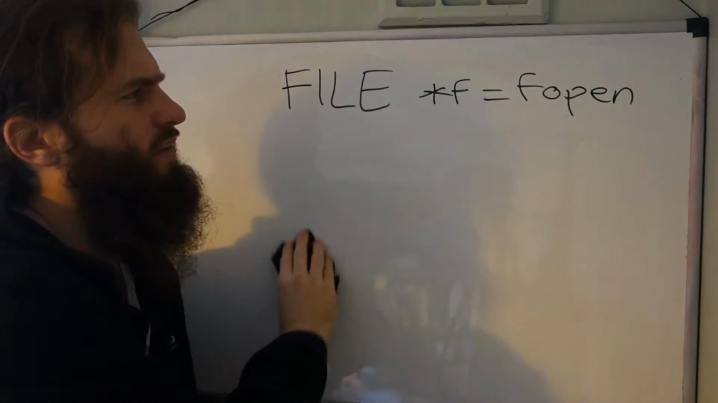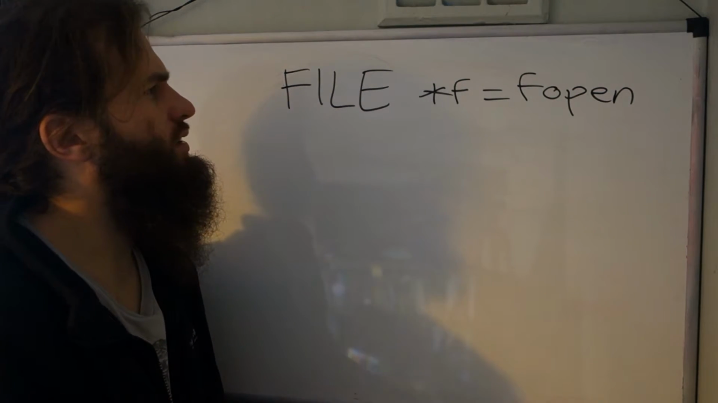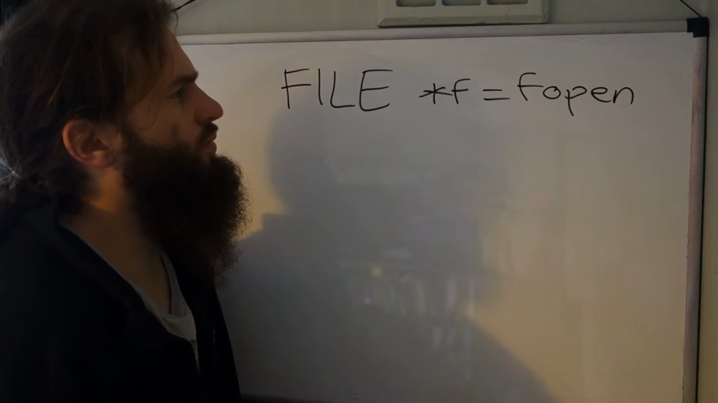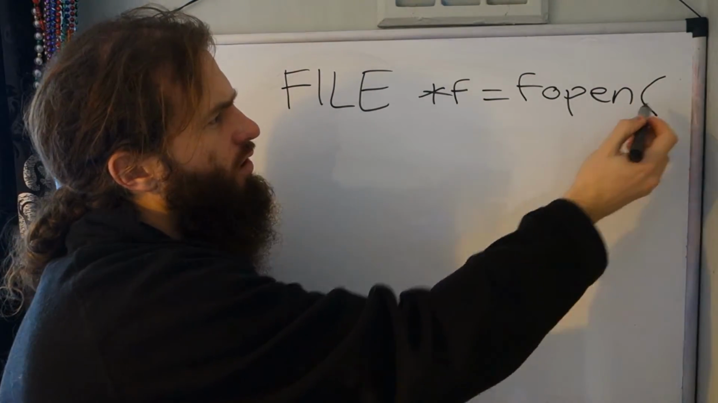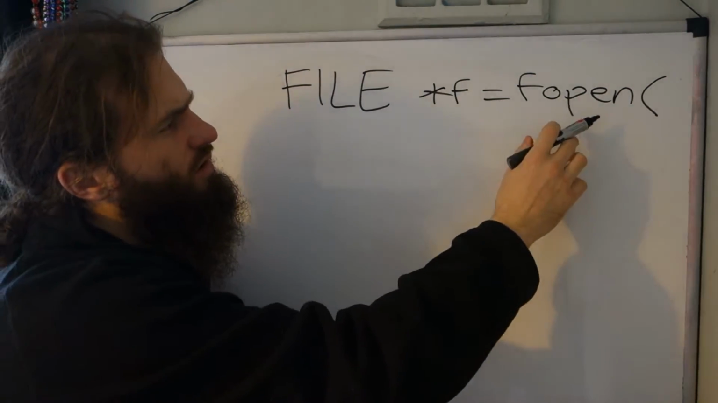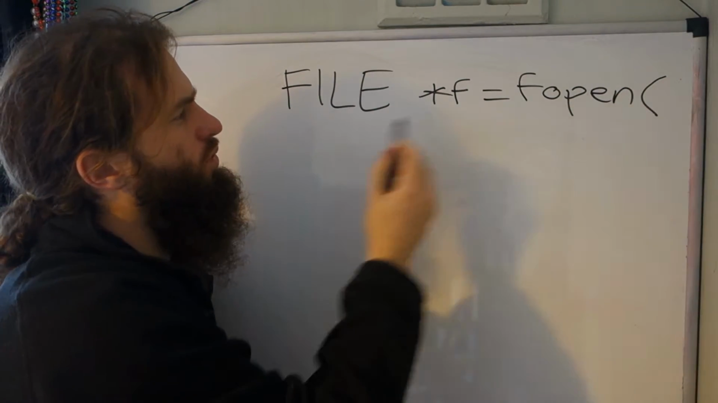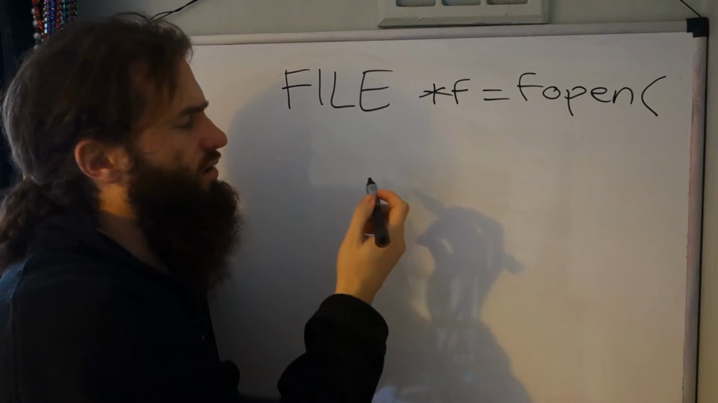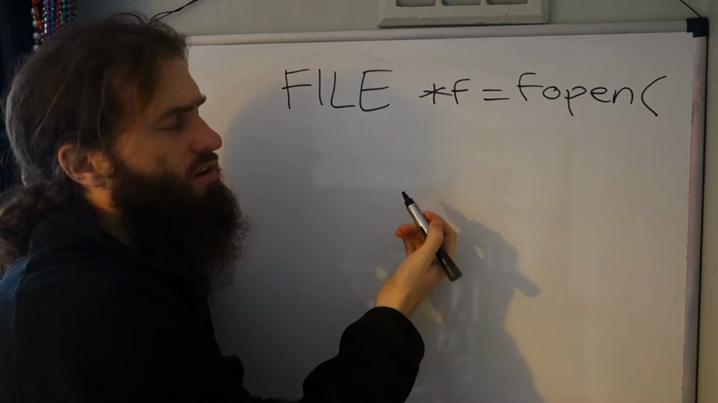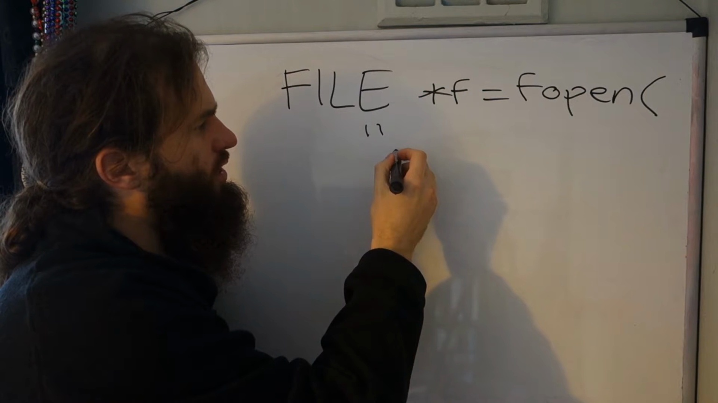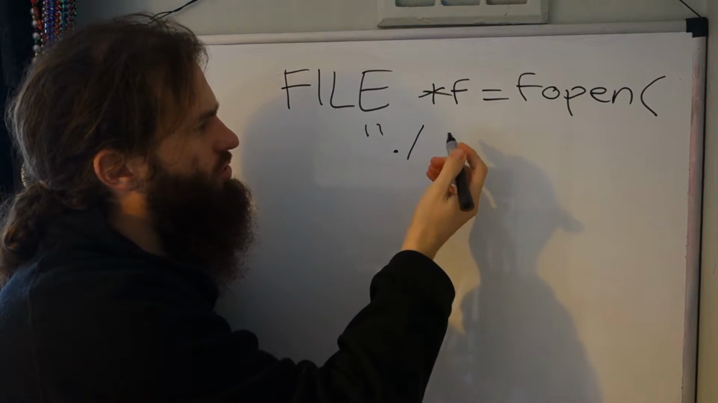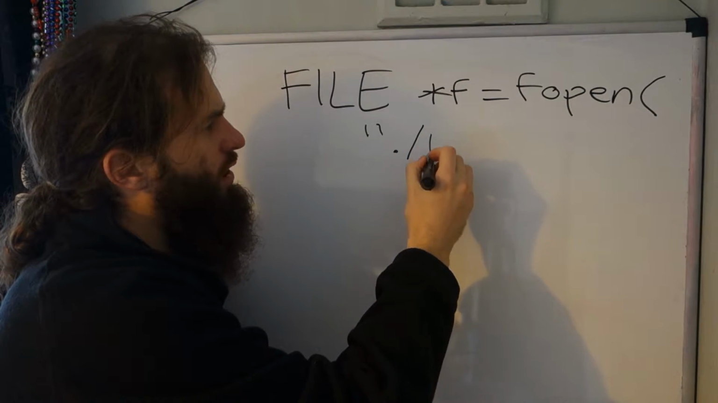Now, you're going to find this pretty simple. To open a text file, we can use the following arguments. I will just put the arguments here because obviously I can't fit them in there. The first argument is the name of the file. So a name in the current directory might be ./hello.txt.